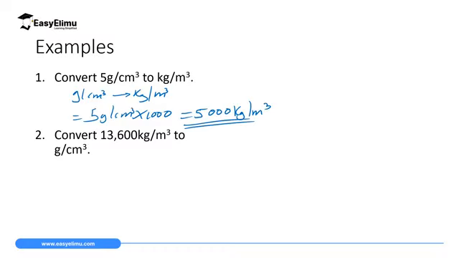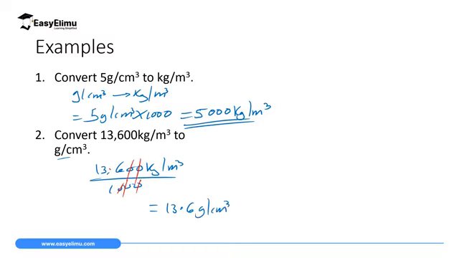Convert 13,600 kg per cubic meter to grams per cubic centimeter. What you do here, you divide by 1000 when you want to change it to grams per cubic centimeter. So here you will take 13,600 kg per cubic meter, you divide by 1000, and in this case this 0 will go with this one, this one will bring a decimal point there, and then your answer will be 13.6 grams per cubic centimeter.